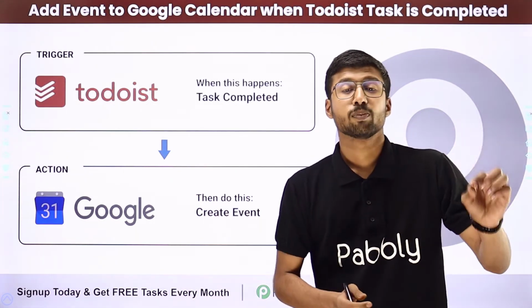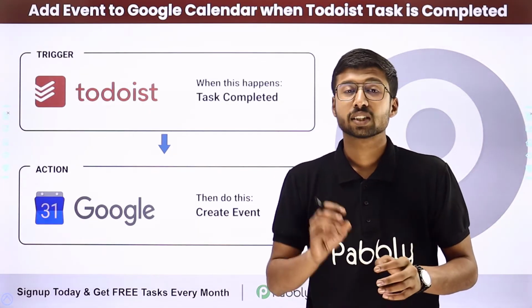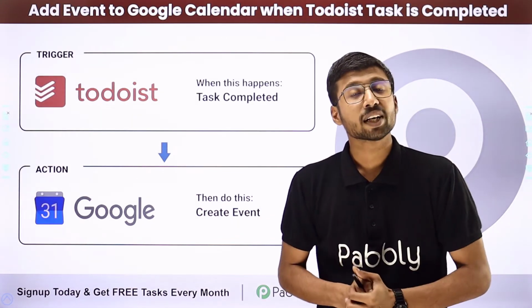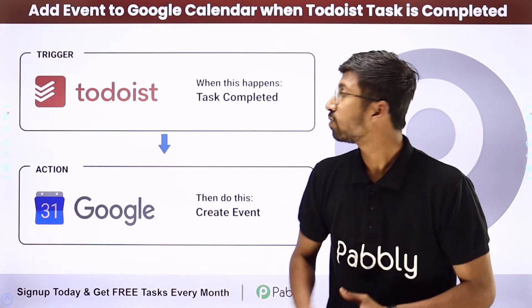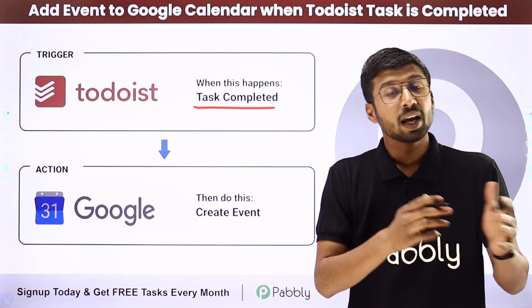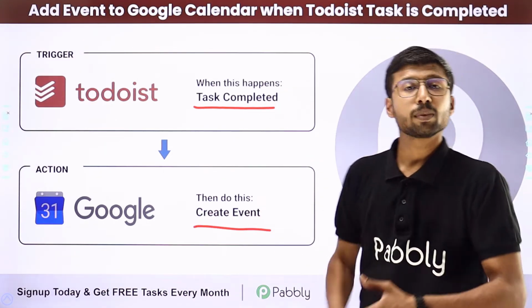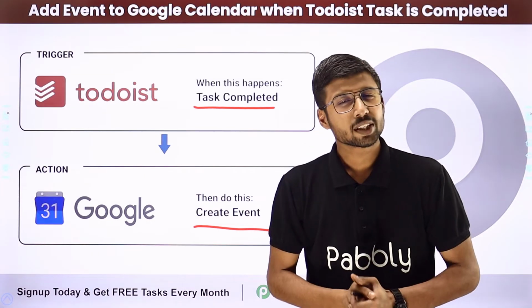Now, the manual process of doing this is very repetitive and time consuming. Manually, you have to first mark the task as completed in Todoist, then get the details of that task, and then create an event with the same details in Google Calendar. But what if I tell you that you can completely automate this process? The trigger of this automation will be marking a task as completed in Todoist, and the action will be creating an event in Google Calendar with the same task details which you have marked as complete.